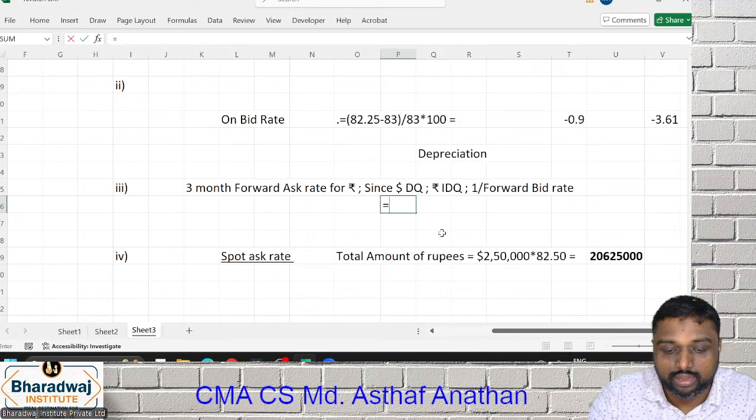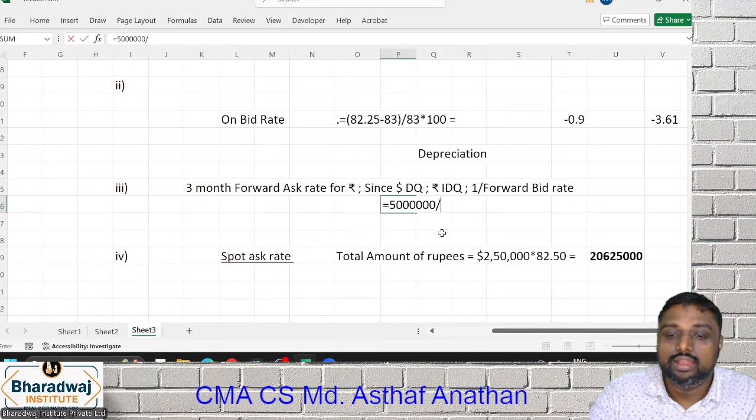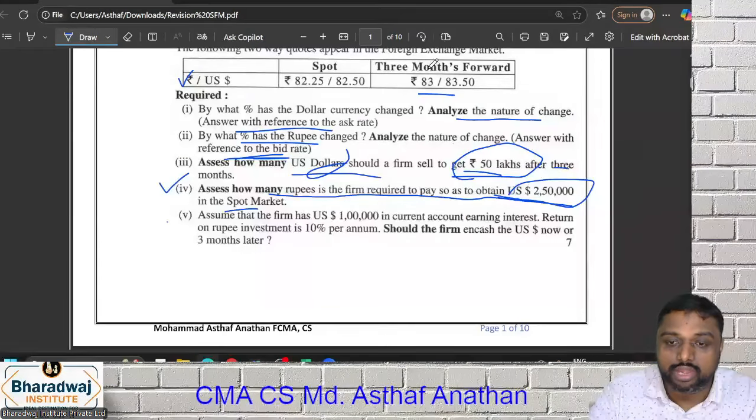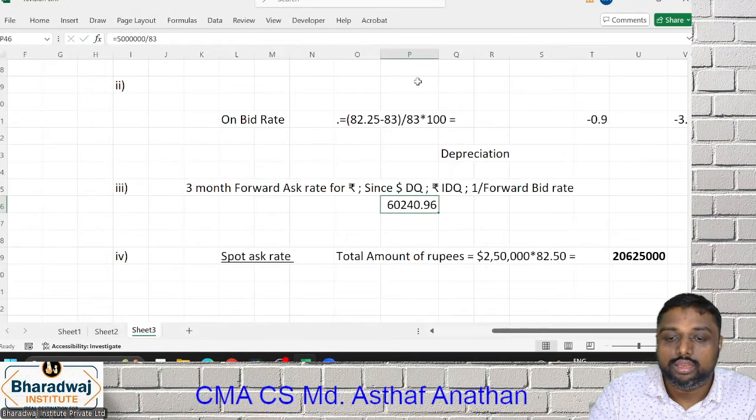So what is the amount you have to get? 50 lakh. So 50 lakh divided by the forward bid rate. So forward bid rate is what? 83. This is the answer.